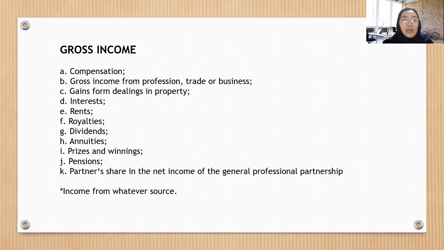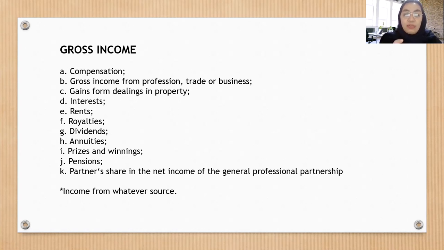So, compensation, of course, now you know that. Gross income from profession, gains from dealings in property. So, kanina, there are gains from dealings in property that are subject to capital gains tax. There are also that are subject to normal tax. Okay. Interests, okay. So, also the same. Rents, royalties, dividends, annuities, prizes and winnings, pensions, and partner share in the distributive income of general professional partnership. So these are the only items of income that are subject to normal income tax.